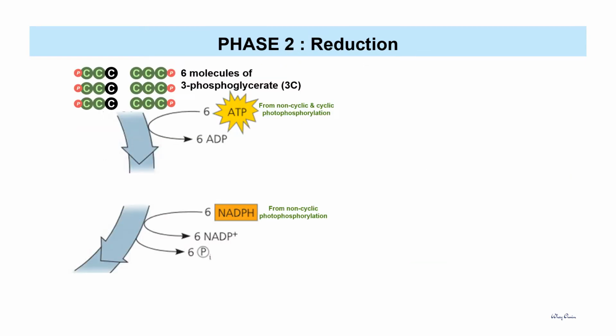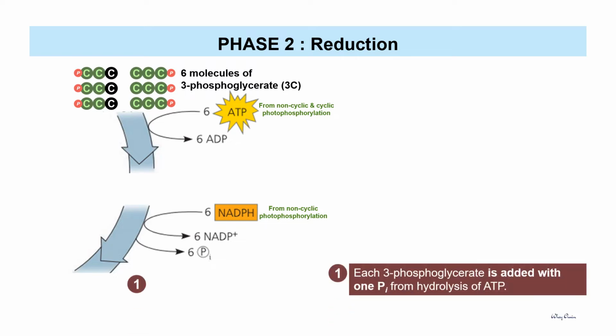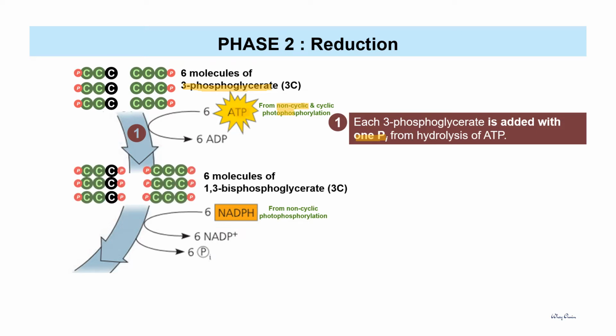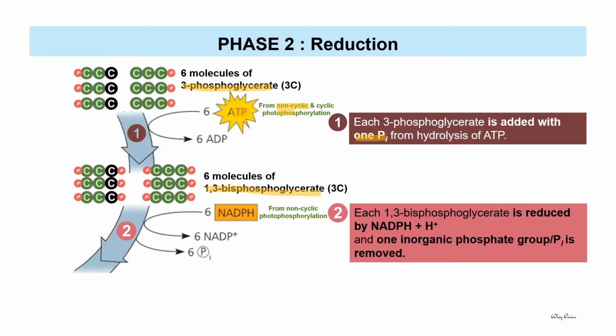The second phase of the Calvin cycle is reduction, but it begins with the step where each 3-phosphoglycerate is added with one inorganic phosphate group from ATP. ATP is a product produced from the light-dependent reaction, including the non-cyclic and cyclic photophosphorylation. With the addition of one inorganic phosphate group, the molecule now becomes 1,3-bisphosphoglycerate.